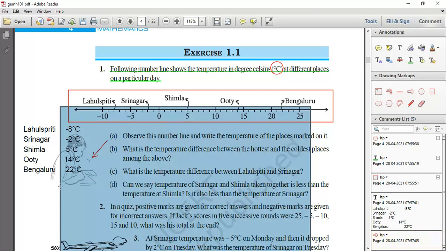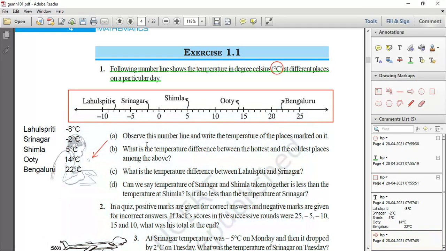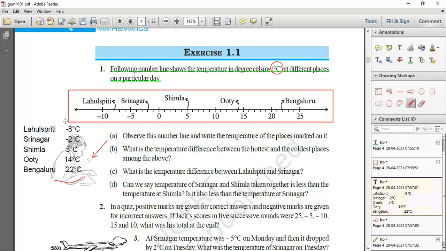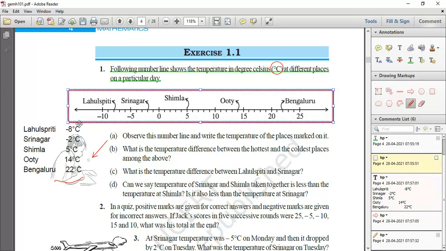So now let's learn about difference. What is the temperature difference between the hottest and coldest place among the above? So you have to write the difference between the hottest and the coldest. The hottest, as you can see here, is Bengaluru, and the coolest is Lahore Spiti. So you have to take both of them and subtract.